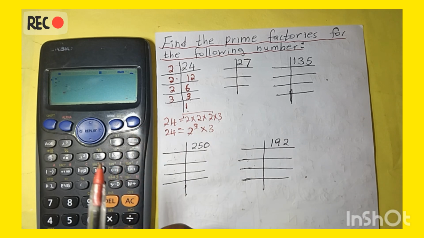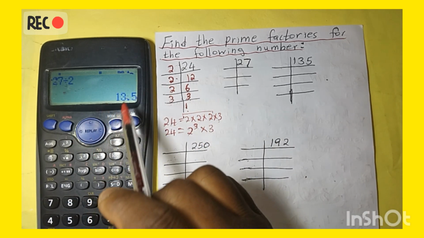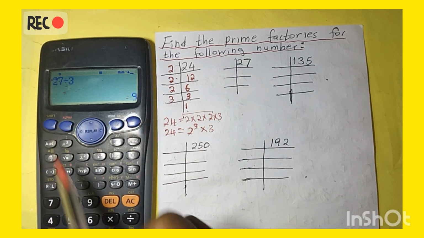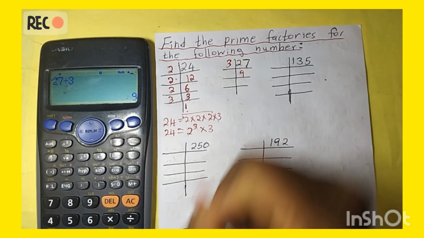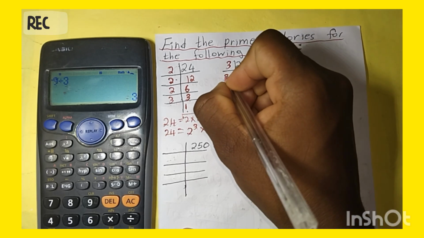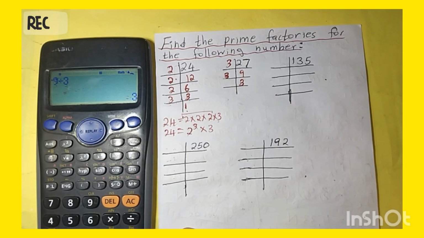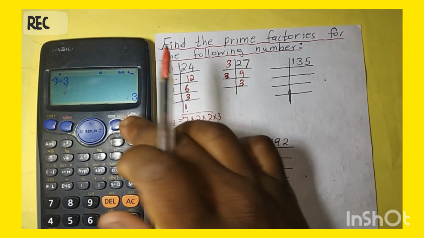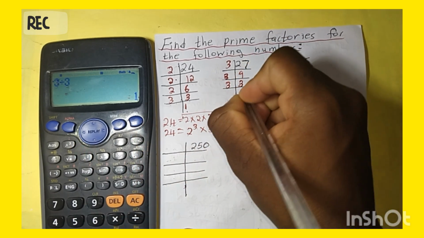So what about this one? For this one they will say 27 divided by 2. So it means I cannot divide it by 2. So now let's try 3. So 27 divided by 3, I will get 9. And now I'll say 9 divided by 3, meaning I can divide by 3, I'll get another 3. So if I divide 9 by 3, I'll get 3. So now I'll say 3 divided by 3, which is 1.